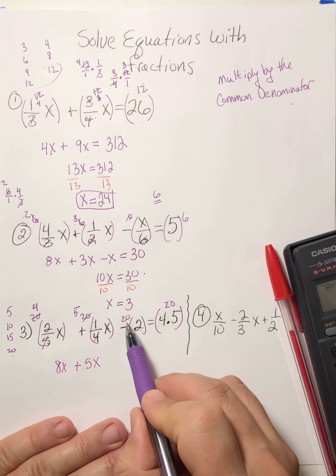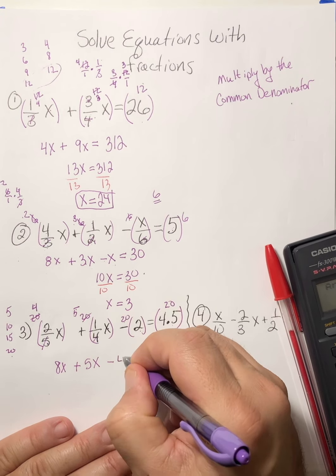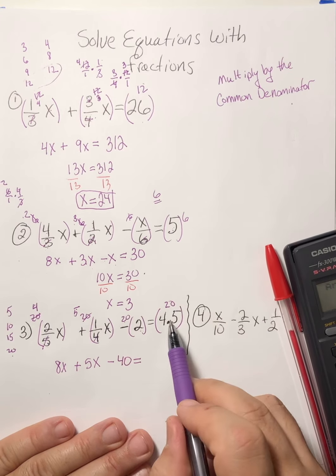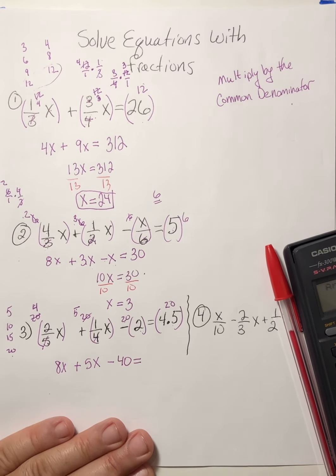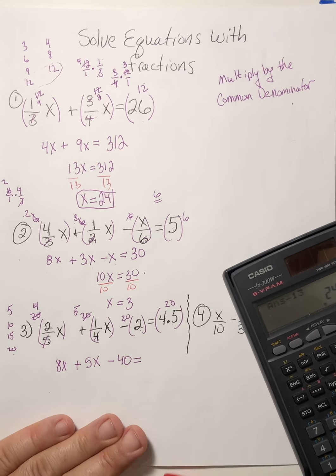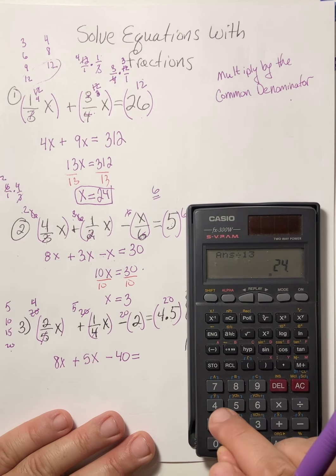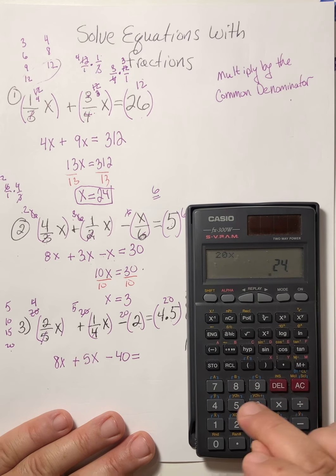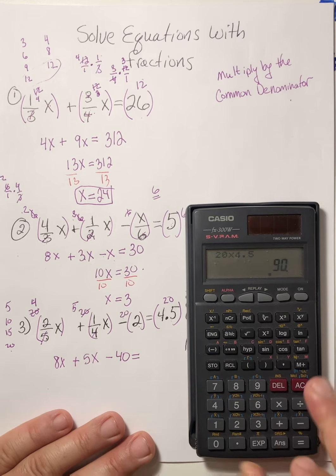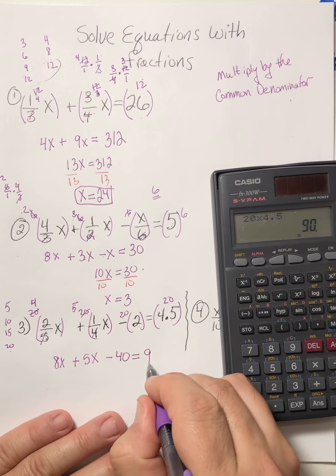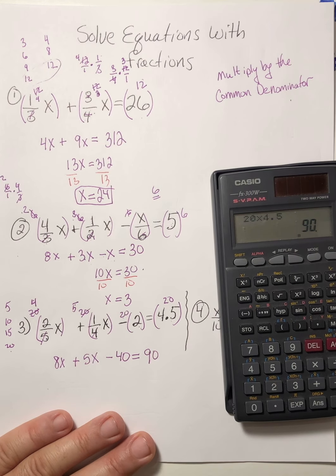All right, no canceling here. There's not a fraction, so 20 times 2, and 4.5 times 20. All right, just type it right in your calculator. So we have 20 times 4.5, 90.